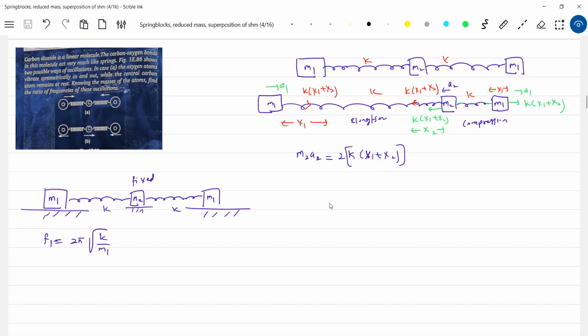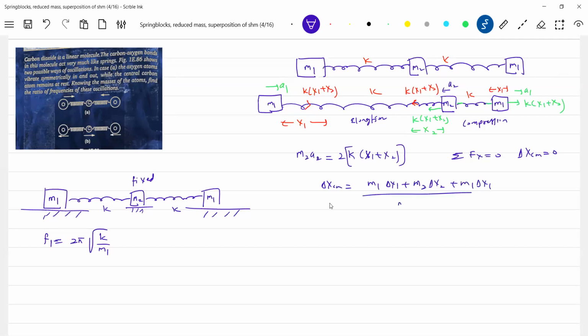And what is the net force acting on the system? Net force acting on the system is 0. So therefore, the center of mass will not shift. Summation of Fx is 0, then delta XCM should be 0. Delta XCM we'll write like this: M1 delta x1 plus M2 delta x2 plus M1 delta x1, all divided by M1 plus M2 plus M1. Can you recollect the center of mass concept?